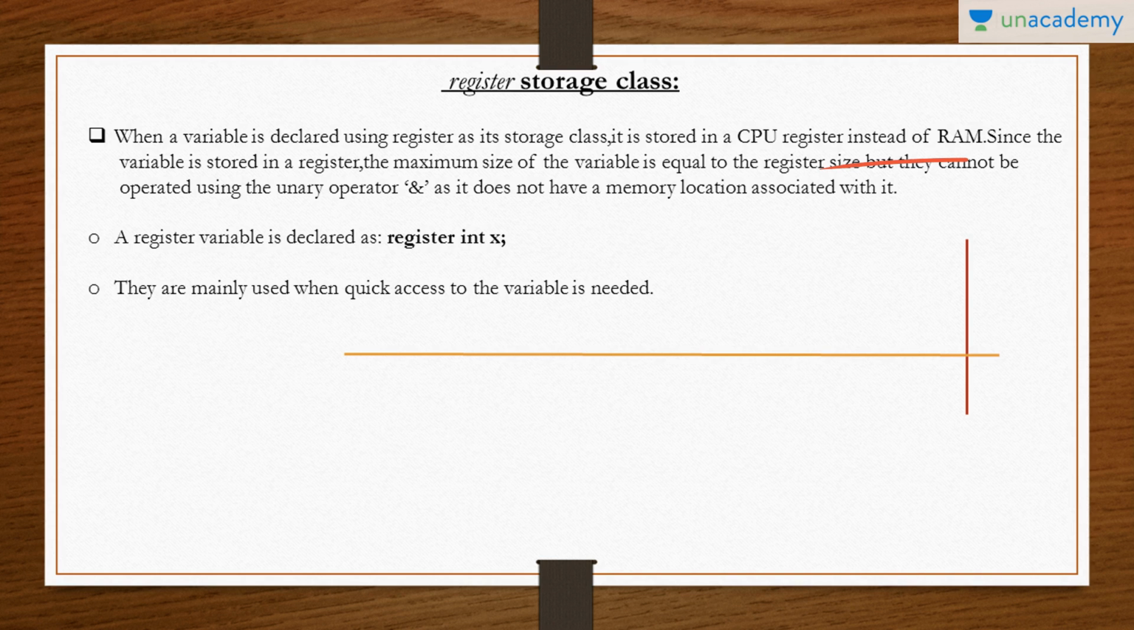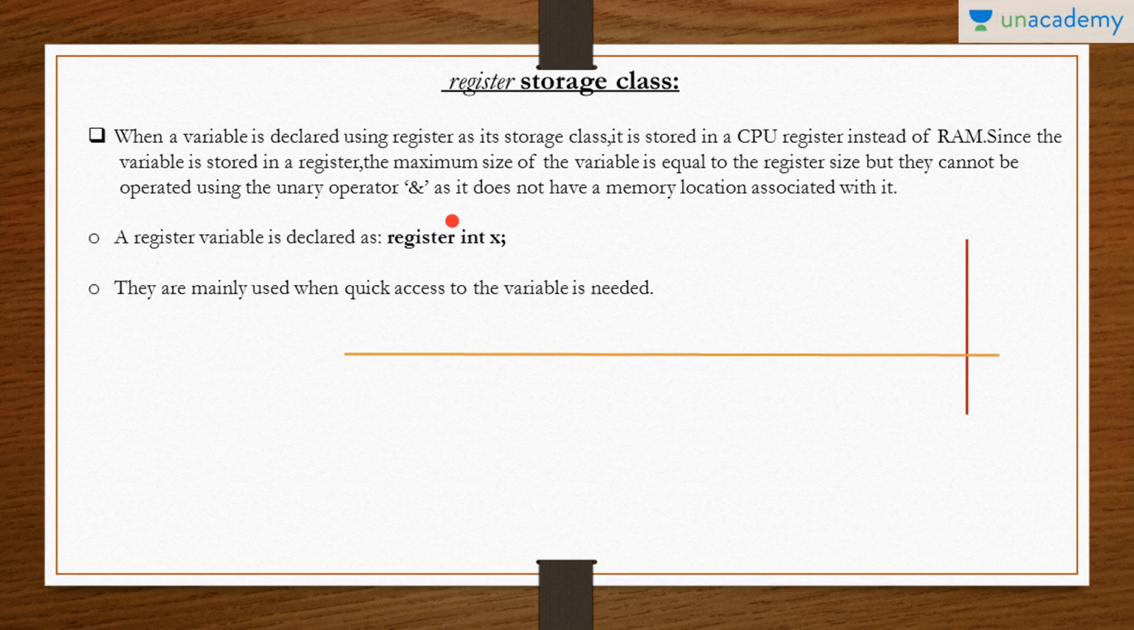Since the variable is stored in the register, the maximum size of the variable is equal to the register size. The size of a register is calculated in bits. But they cannot be operated on using the unary operator, the ampersand, as they do not have a memory location associated with them. In C, this is the drawback: you cannot use the unary operator.